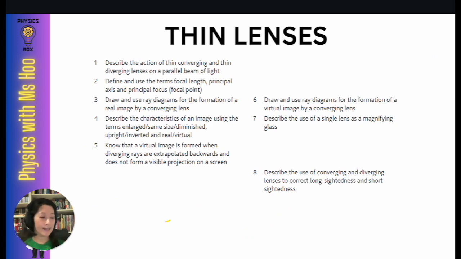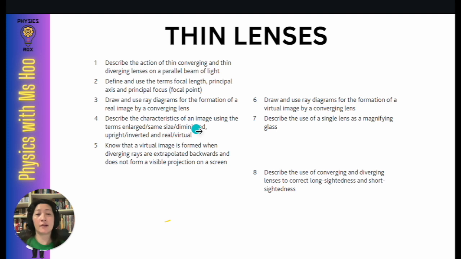For lenses, now, you need to be able to describe the action of thin converging and thin diverging lenses on a parallel beam of light. So remember that for converging lenses, the light rays will focus, and for diverging lenses, they diverge. You must also know the terms focal length, principal axis, and principal focus, also known as a focal point. You must be able to draw and use ray diagrams for the formation of a real image by a converging lens. If you're doing extended, then virtual image by the same lenses.